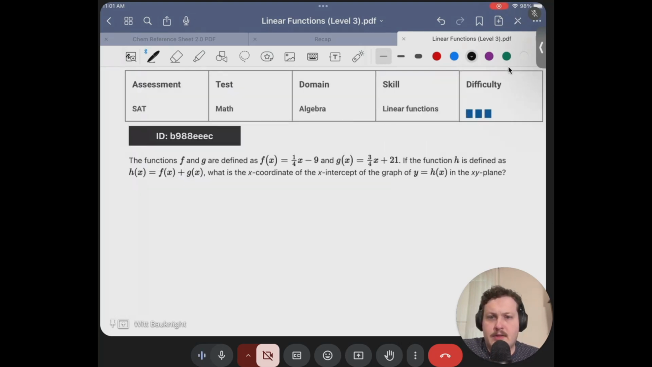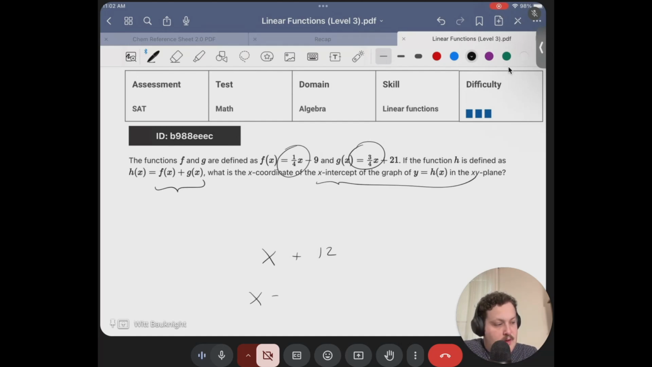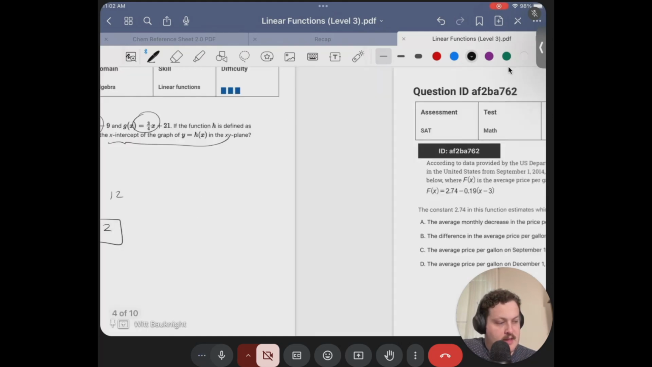All right. Here are two functions. They're both lines. The function h is defined as the addition of the two. What was the x-coordinate of the x-intercept of the graph of h? Okay, so these functions added together is x plus 12. So where will this cross the x-axis? When x equals negative 12. Not thinking too hard, just going with it to help keep my time down.